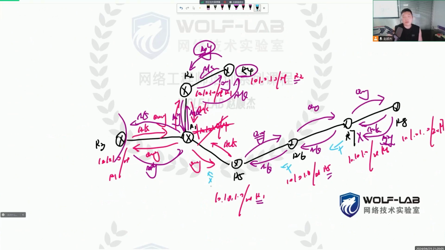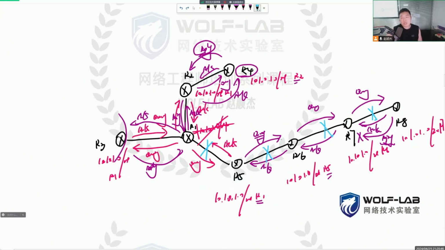R5 does not receive R6's reply, so it disconnects the EIGRP neighbor relationship with R6. R6 does not receive R7's reply, so it disconnects the neighbor relationship with R7. R7 does not receive R8's reply, so it disconnects R8's neighbor relationship. Because the link between R7 and R8 fails, the whole link in the network is affected. What to do? The entire link must be reset.